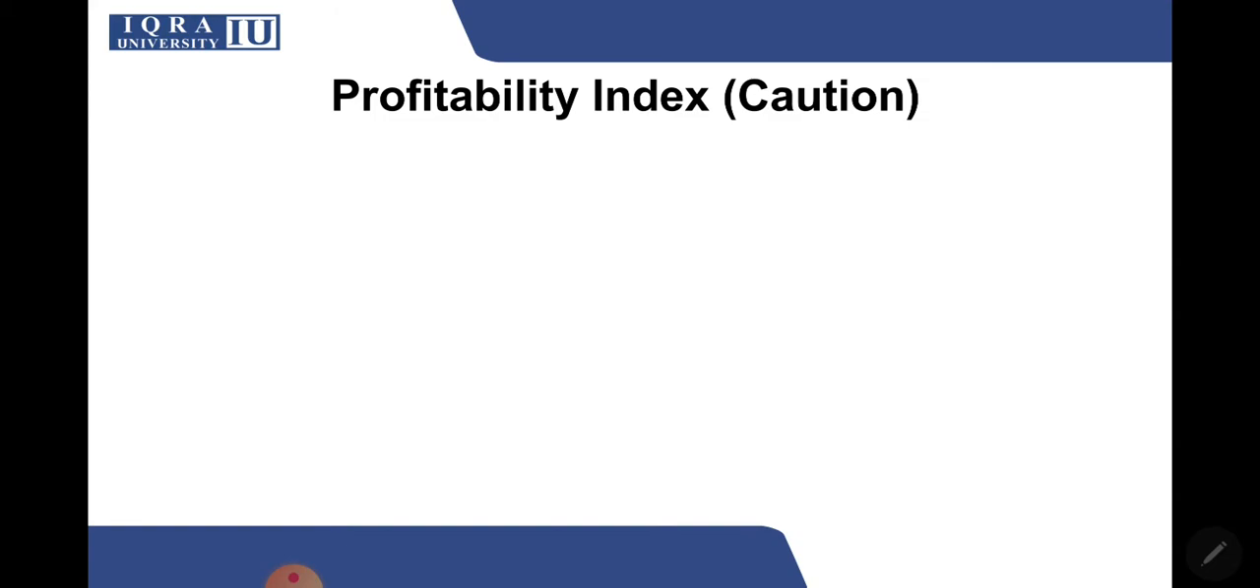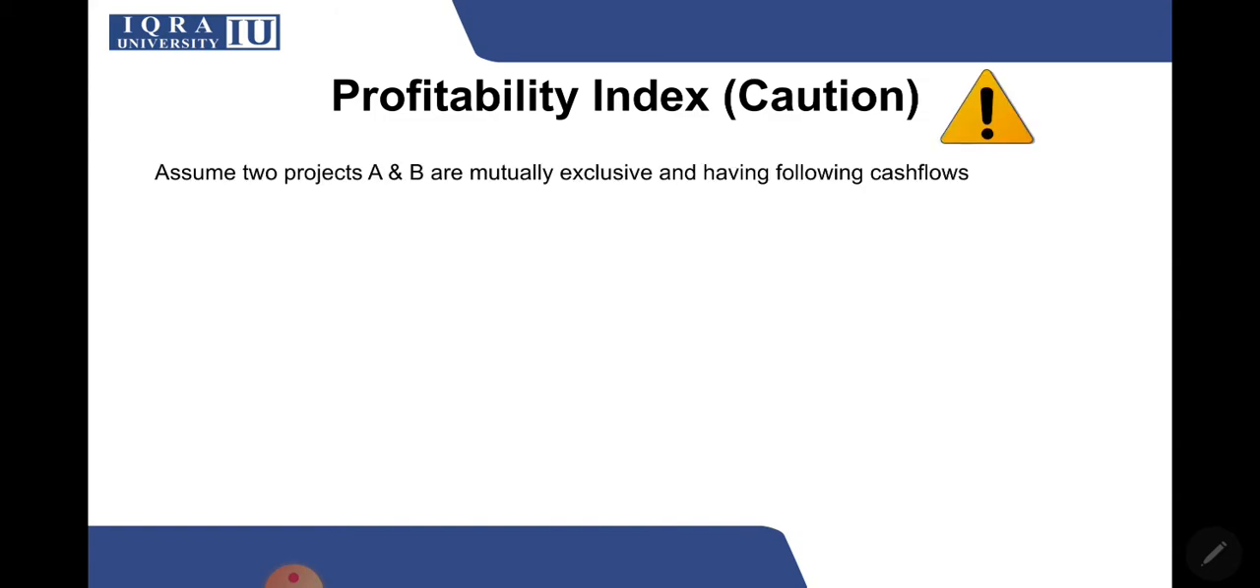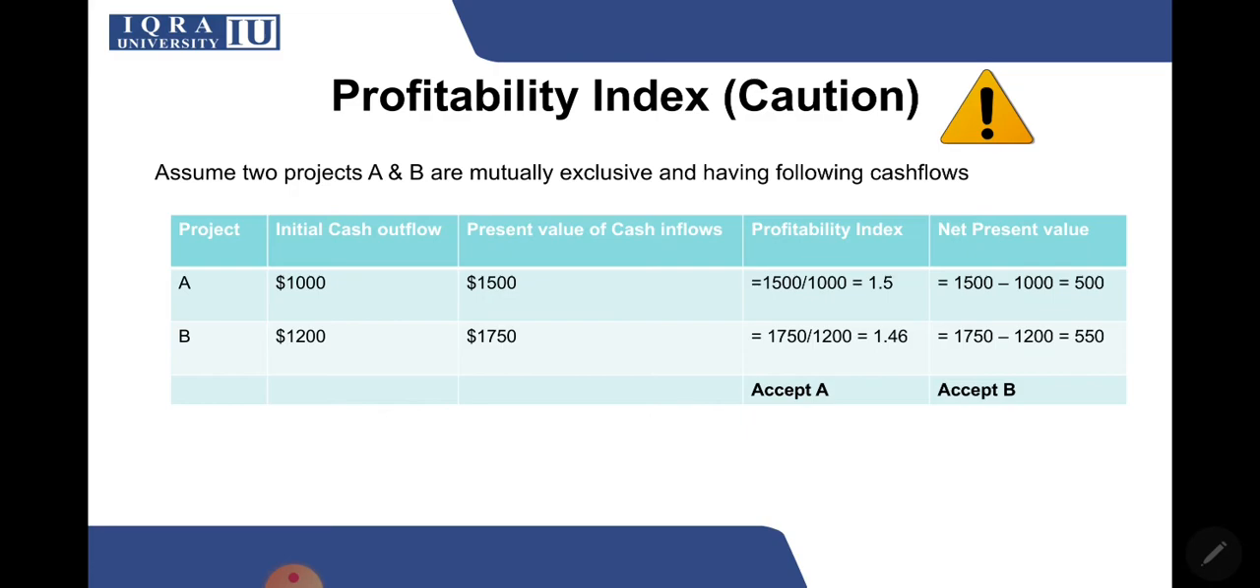Now, word of caution for profitability index is that if you're calculating, so assume two projects A and B are mutually exclusive and have the following cash flows. So the initial cash outflow over here is 1000 and over here it is 1200. Present value of cash flows यहाँ पे 1500 है, यहाँ पे 1750. If you calculate the profitability index, यानी कि divide कर दो दोनों को, तो ये 1.5 आ रहा है, यहाँ 1.46 आ रहा है. So according to profitability index, this one will be preferred, the one with the higher value, which is project A.